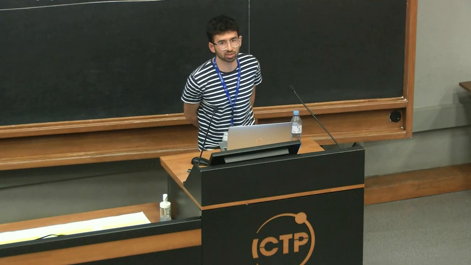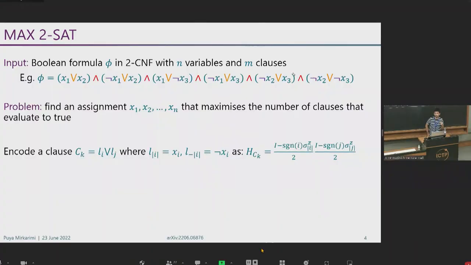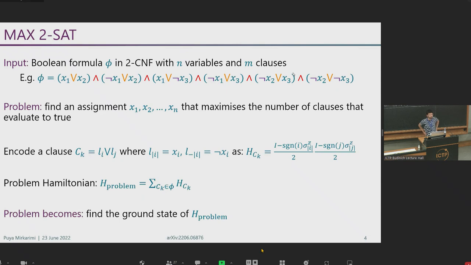So to solve Max2SAT using continuous time quantum computing methods, we need to map it to a problem Hamiltonian. To do this, we start off by encoding a single clause as a Hamiltonian term, which is shown on the right. Here we use a notation where the literal L_i represents the variable x_i if i is positive, and if i is negative, it represents the negated version of that variable. So this term adds an energy contribution of 1 if the assignment corresponding to the basis state does not satisfy the clause, and if it does satisfy the clause, it does not contribute any energy. And then the full problem Hamiltonian can be obtained by taking a sum over these clause terms for every clause in the Boolean formula. And the problem becomes to find the ground state of this Hamiltonian.